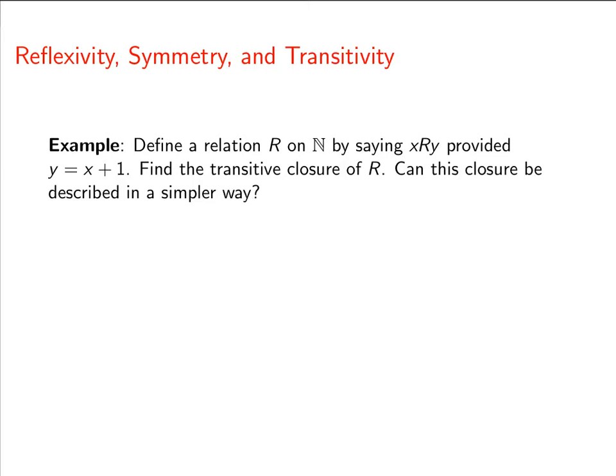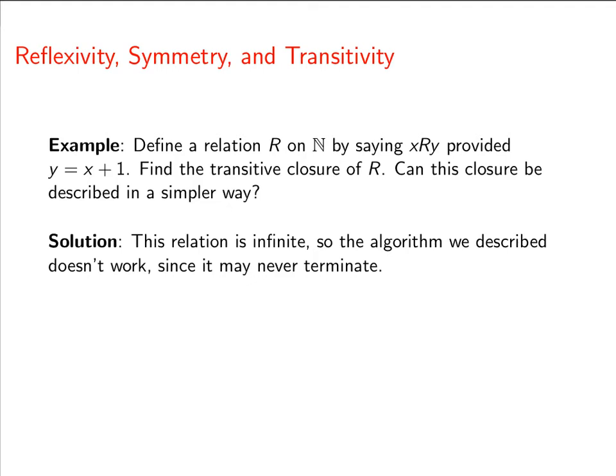Since it's not transitive, it's reasonable to ask, what is the transitive closure of this relation? And then we'll see, can this closure be described in a simpler way? Now, this relation is infinite. There are infinitely many, if you will, arrows in the picture. So when we described an algorithm before, it doesn't really work because it may never terminate. And in this case, it won't terminate because there are infinitely many arrows that we're going to need to add.